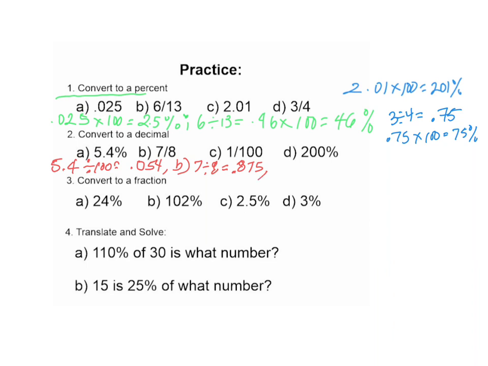1 divided by 100 is 0.01. Again, it's a fraction. All I have to do is divide it out to get the decimal. 200%, well, I have to make it a decimal first, so that means I divide by 100, which gives me 2.0, which is our decimal.